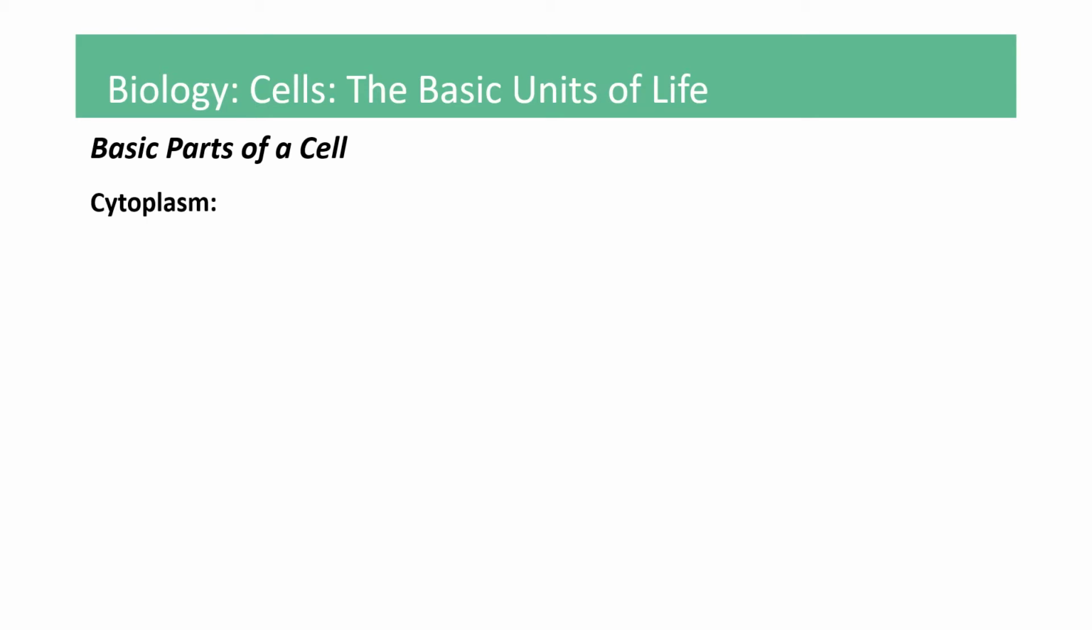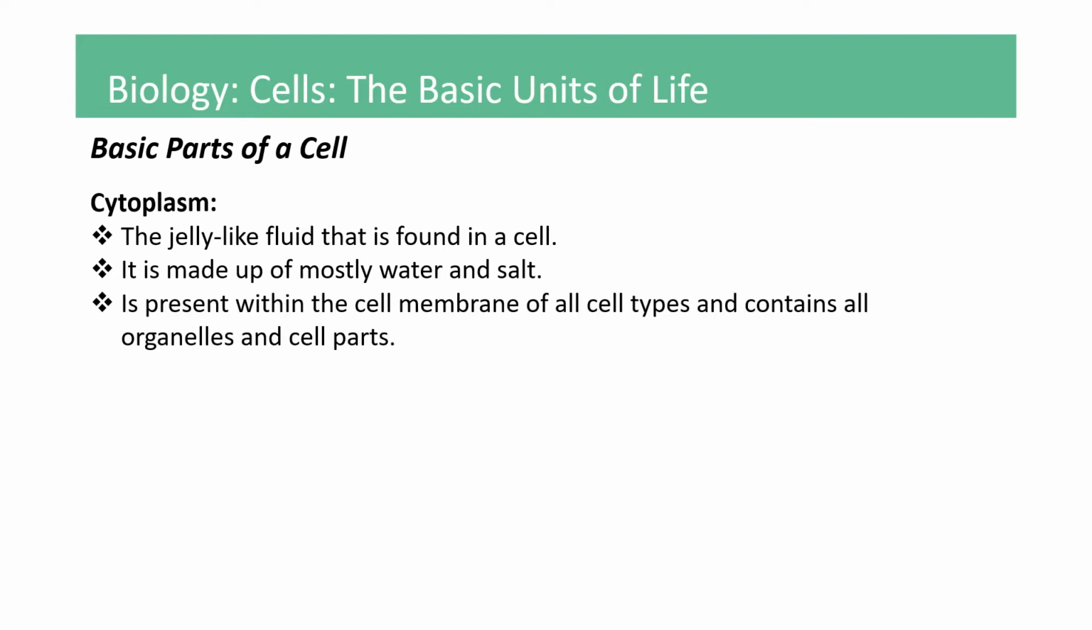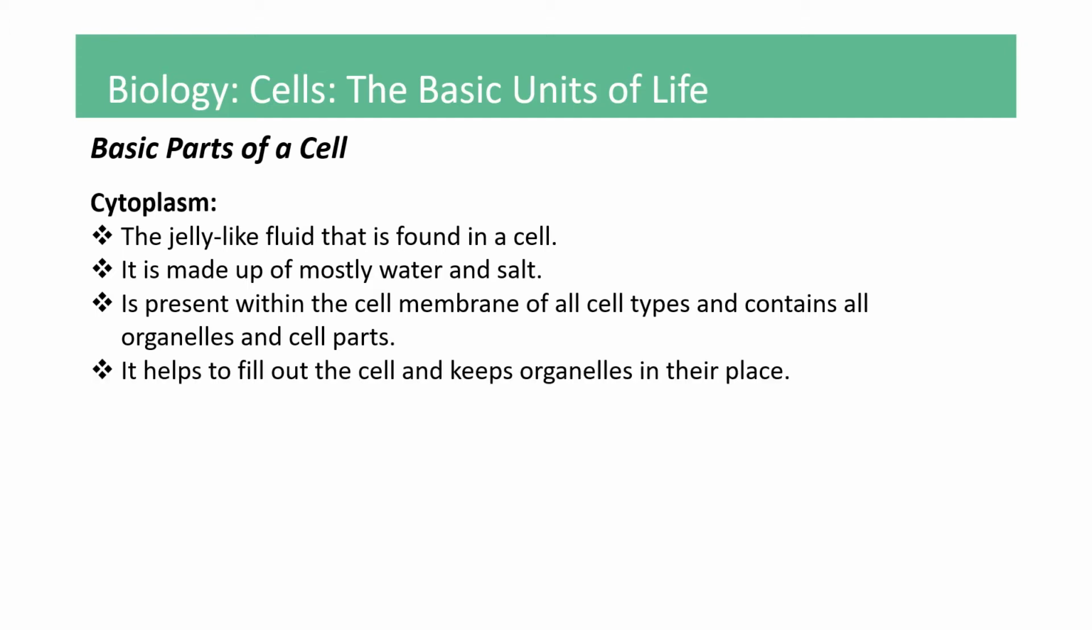Now, let's talk about what each thing does. Cytoplasm. The cytoplasm is the jelly-like fluid that is found in a cell. It is made up of mostly water and salt. It is present within the cell membrane of all cell types and contains all organelles and cell parts. It helps to fill out the cell and keep organelles in their places.